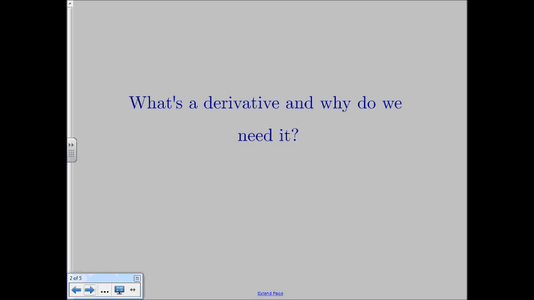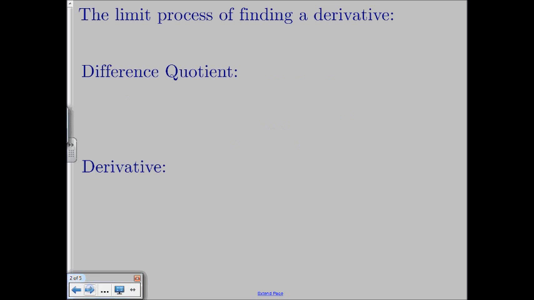And before we actually start taking derivatives with certain derivative rules, we start off with the limit definition of a derivative. So we use that limit process that you guys have been working on for probably a few weeks to find a derivative. The first thing you need to know for finding a derivative using this limit process is what a difference quotient is. You might have seen this in pre-calculus.